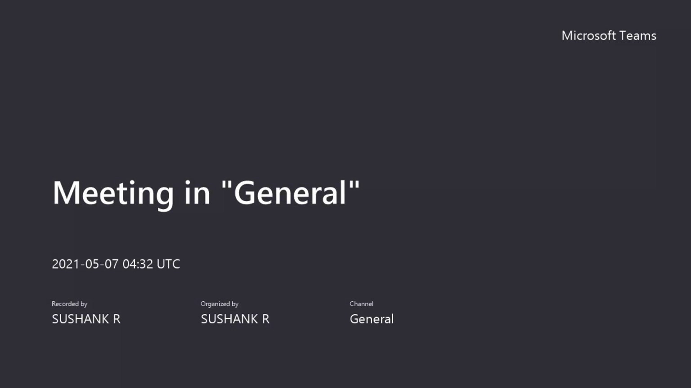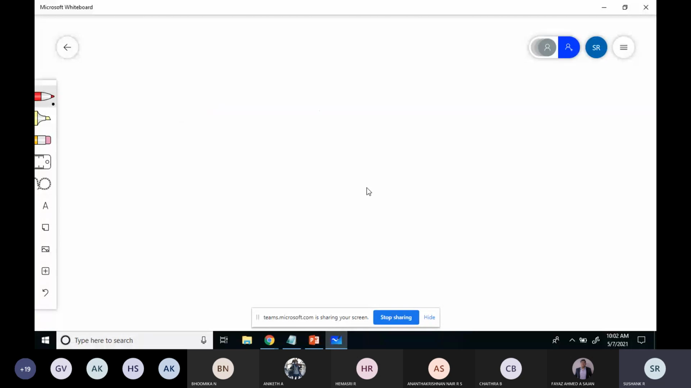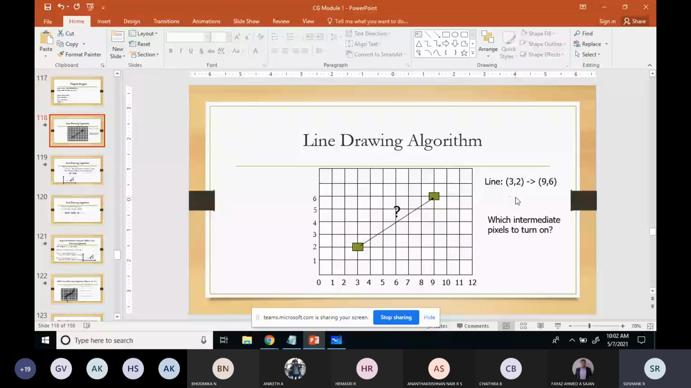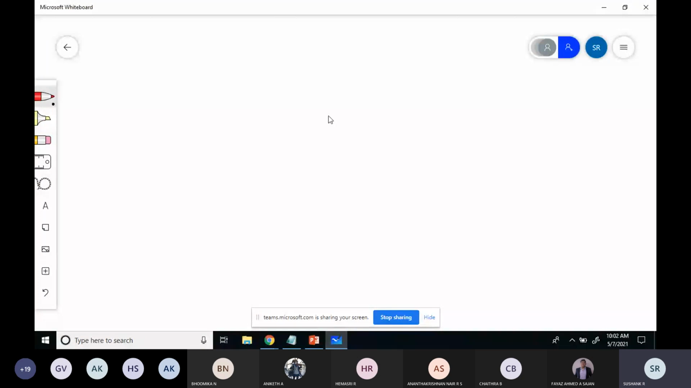Algorithm. The same thing you can check in the slides also. Here we are given two positions. There is one point at 3 comma 2, and there is one more point at 9 comma 6. So one point is at 3 comma 2: X position is 3, Y position is 2, and the other one is 9 comma 6, so X is 9, Y is 6.